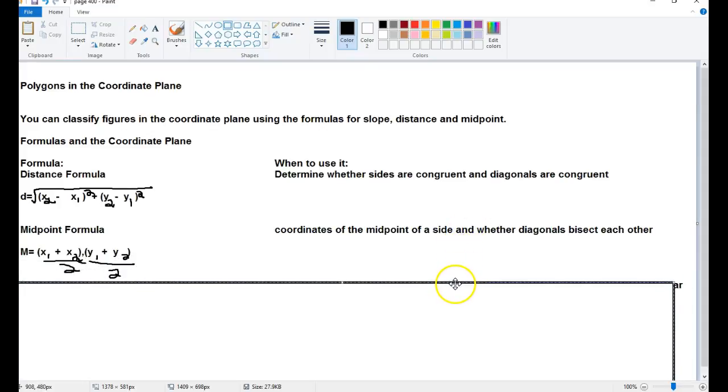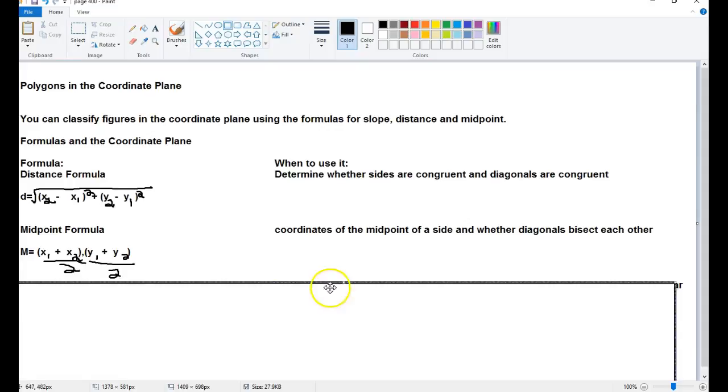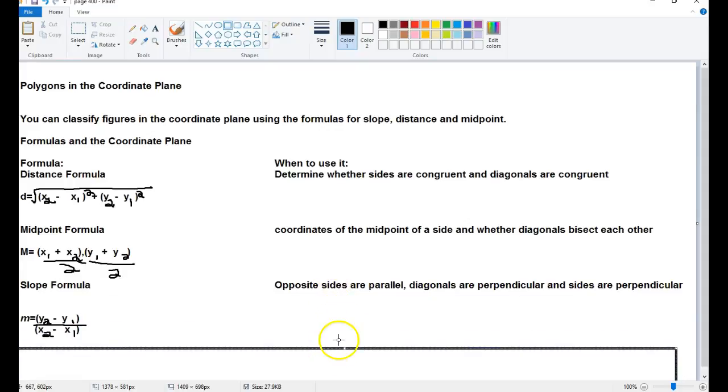The next one is the midpoint formula, and that's the x-coordinates added together and then divided by 2, the y-coordinates added together and then divided by 2. You're going to want to use it when you want to find the midpoint of a side or if the diagonals bisect each other. And then the last one is the slope formula.